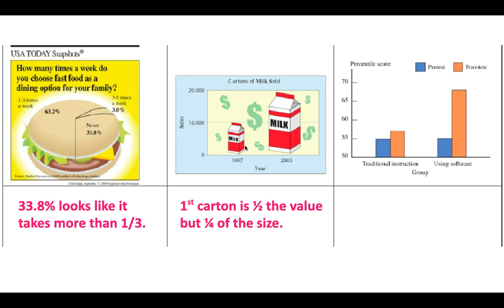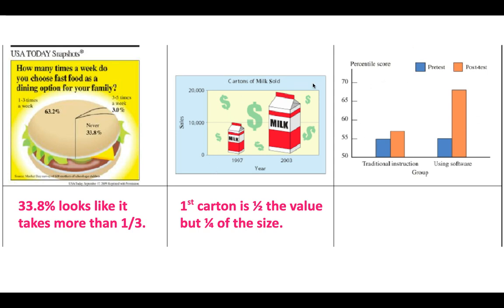For this one, they used a picture to replace the bars, but because the picture is changing in its width as well as its height, that first carton is about half the size of the second one in terms of the y-axis, but it looks more like a fourth of the size because we're changing the width and the height. So it's just misleading, so we have to be careful about that.